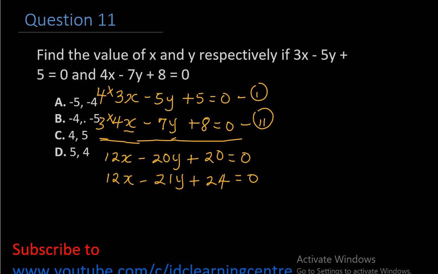It won't eliminate. To eliminate this, I need to multiply equation 2 by 1. 12x times minus, multiplied by minus becomes negative. 21y, minus times minus 21y, this turns positive. Okay, minus times plus, this turns negative now.